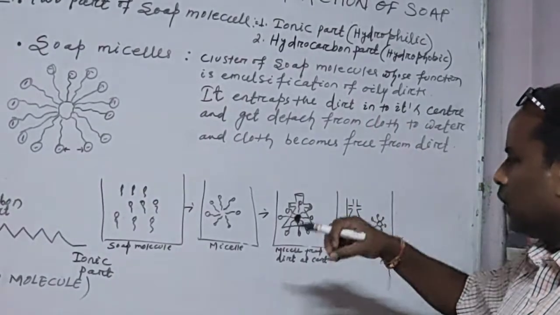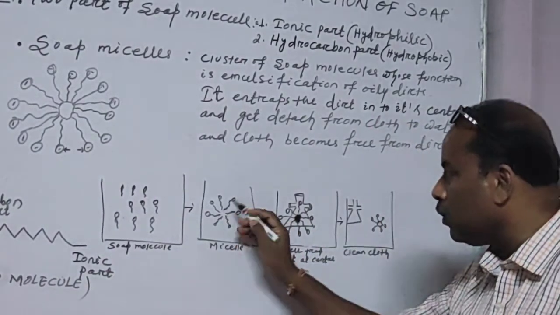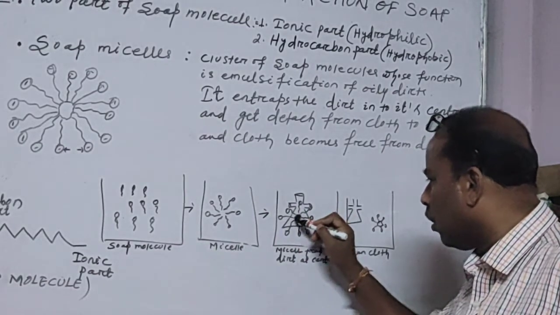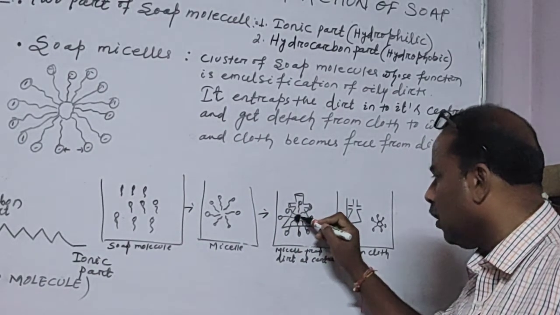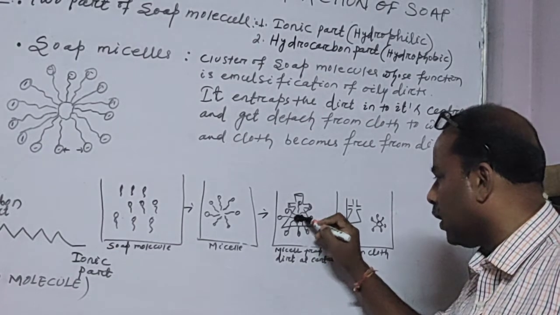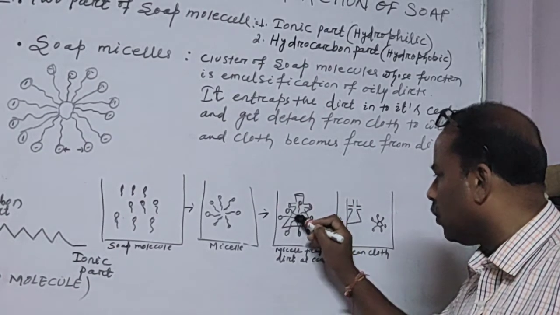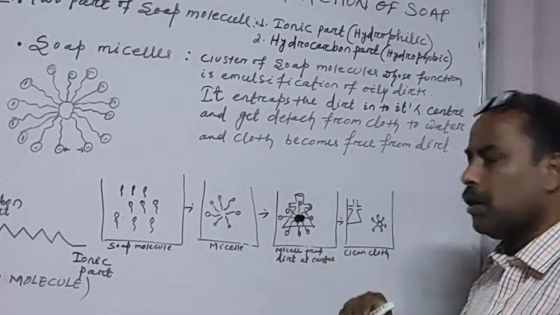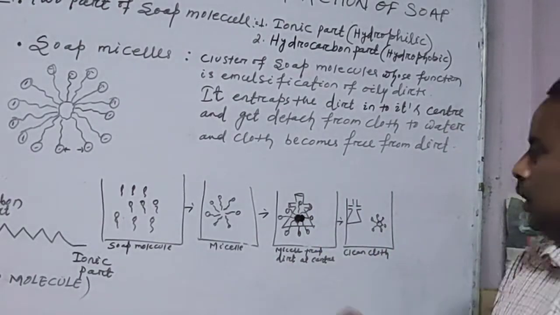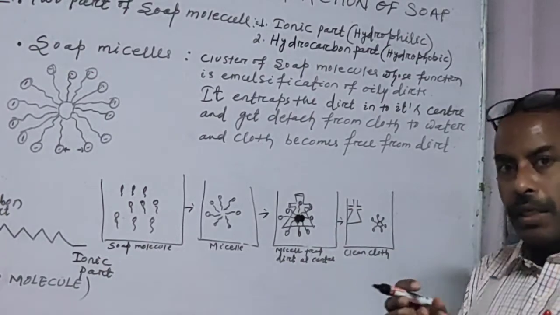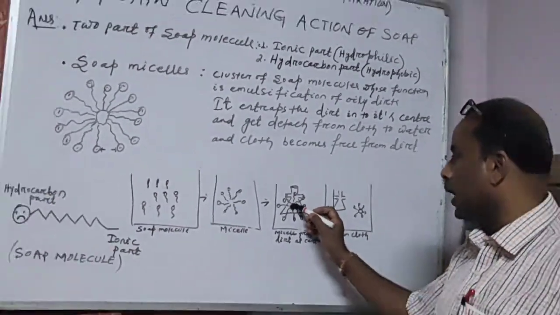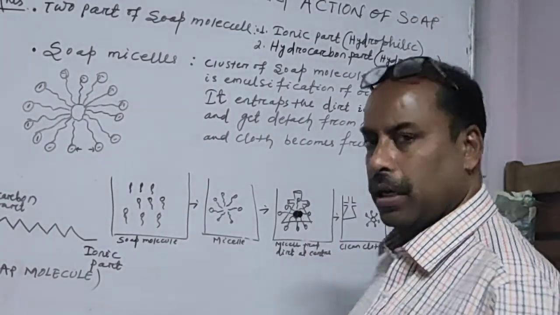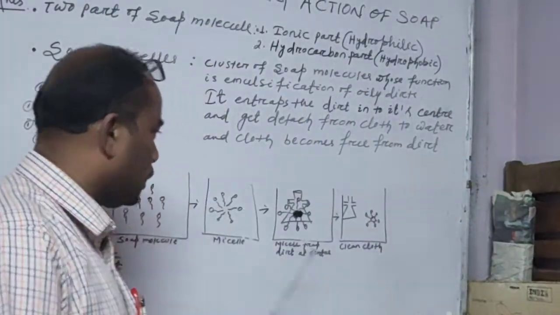Now when we dip this one, what happens? The soap molecules which are suspended in the water come and cover the dirty part. Suppose there is a dirty part like that. So one group will come here, one group here, one group here. So many groups will come and interact with the dirty part, with the dirty part at their center.